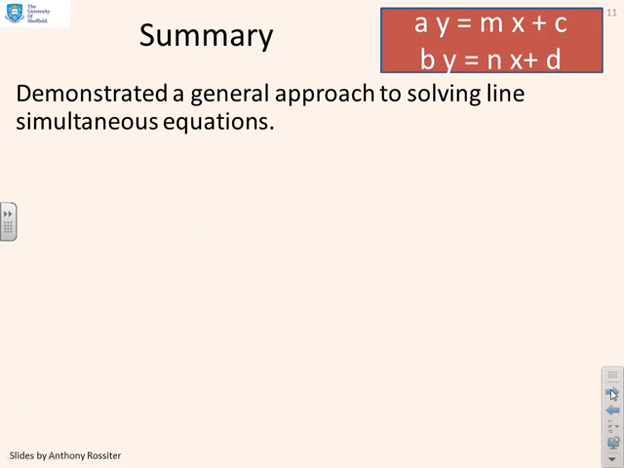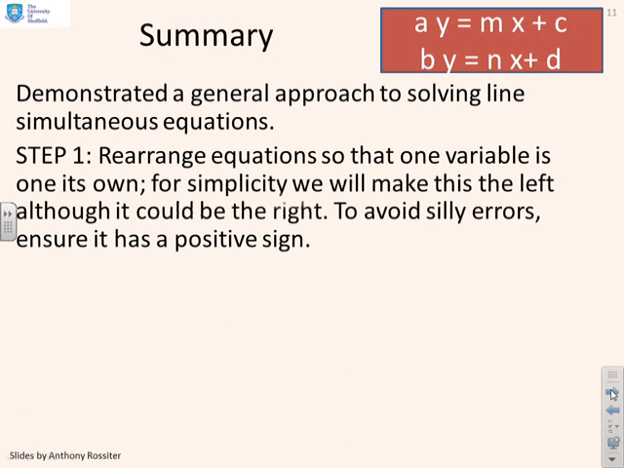So in summary, we've demonstrated a general approach to solving linear simultaneous equations. So they're equations a bit like the ones in the top right here. Step 1, rearrange the equations so that one variable is on its own. And in simplicity, we've demonstrated that here. Bring one of the variables onto the left-hand side, make it on its own. And to avoid silly errors, we recommend you ensure that both the coefficients have a positive sign.